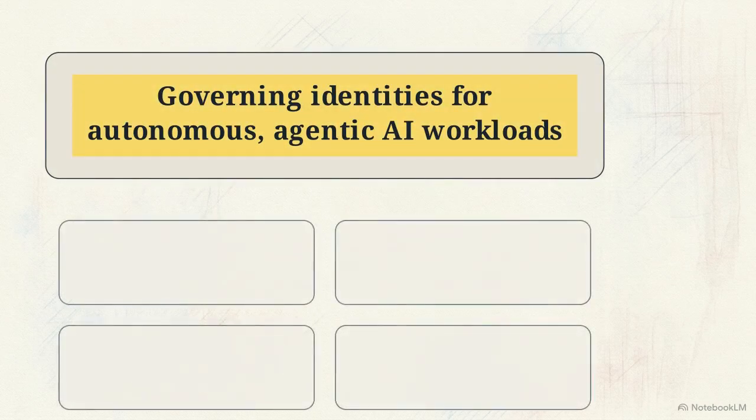Read this prompt about governing identities for autonomous, agentic AI workloads. Pause the video, evaluate your options, and make your choice.